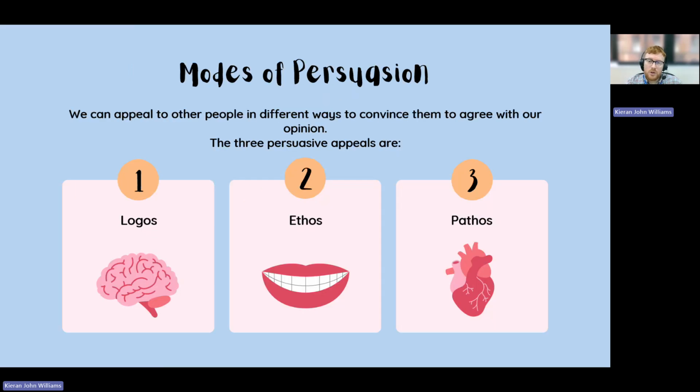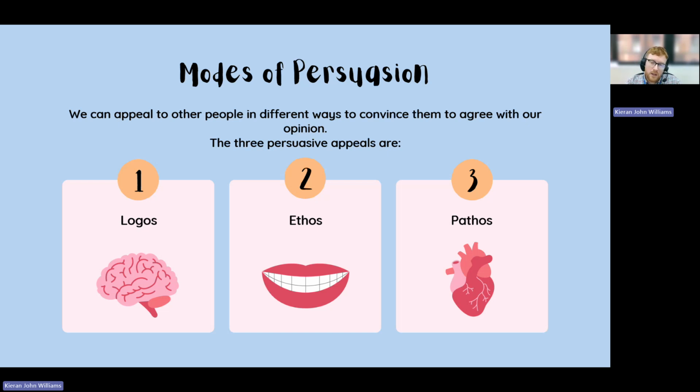Okay, so there are three appeals according to Aristotle, and they are logos, which is persuasion through logic, facts, and reasoning; ethos, which is persuasion through credibility, character, and trust; and pathos, which is persuasion through emotion and connecting to people's feelings. Now, individually, each of them is powerful, but the most persuasive messages often combine all three of them.